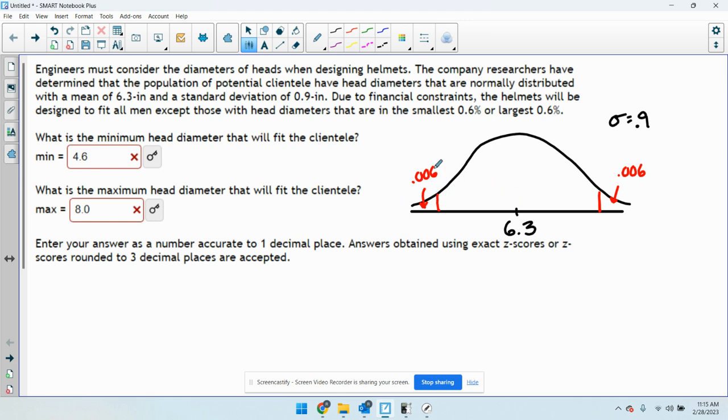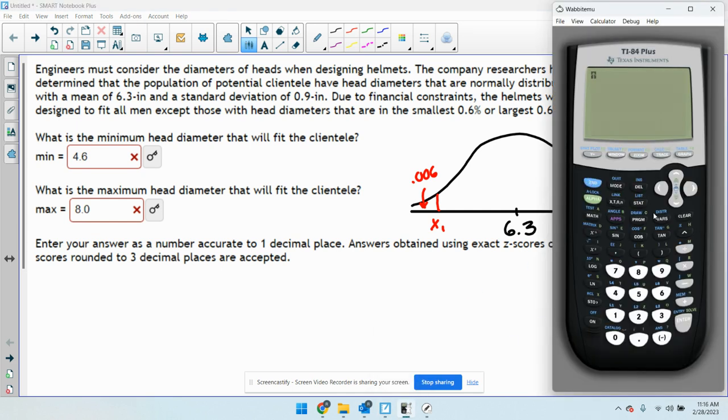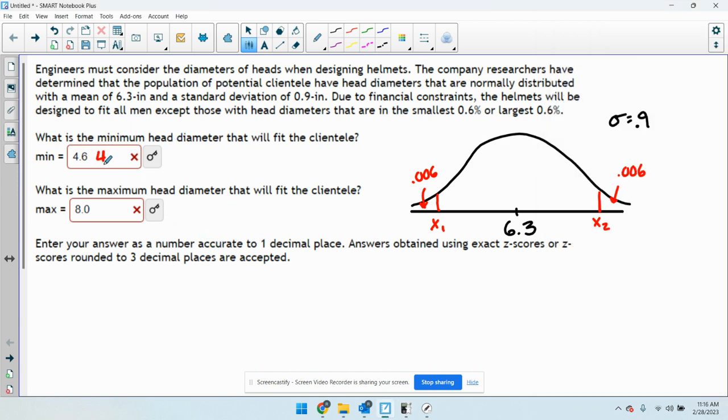So if I have the area and I'm looking for this x value, we'll call this x1 and x2. I'm going to use the inverse normal function on the calculator. So if I go to second distribution, inverse normal, the first question it asks is the area. That always refers to the area to the left of the value that I'm looking for. So this first one will be straightforward. That's just going to be 0.006. My mean is going to be 6.3 and my standard deviation is going to be 0.9. So if I paste that, then hit enter, I get a minimum head diameter, if we go to one decimal place, of just 4.0.